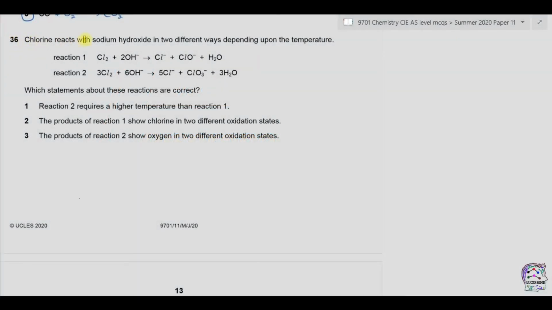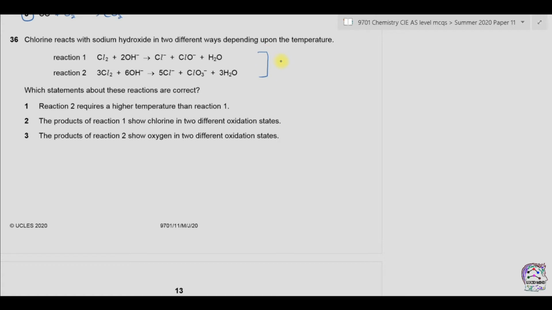Question 36. Chlorine reacts with sodium hydroxide in two different ways depending upon the temperature. So there is a temperature difference between reaction 1 and reaction 2. Which statements about these reactions are correct? Number 1. Reaction 2 requires higher temperature than reaction 1. Let's see what type of reaction this is.